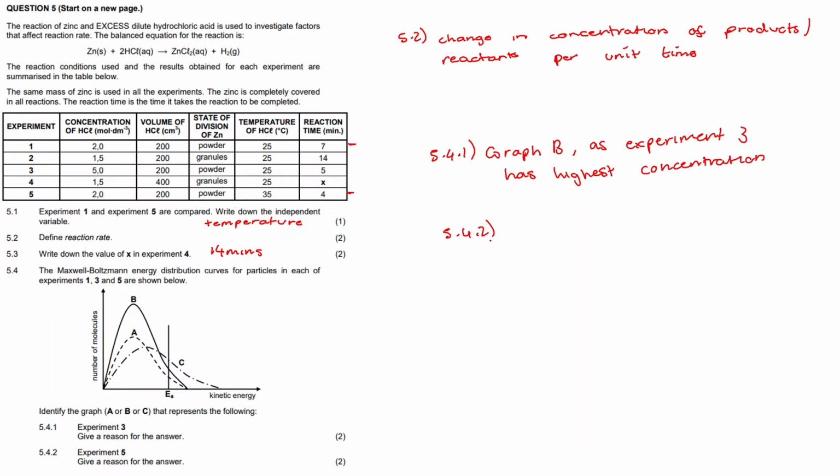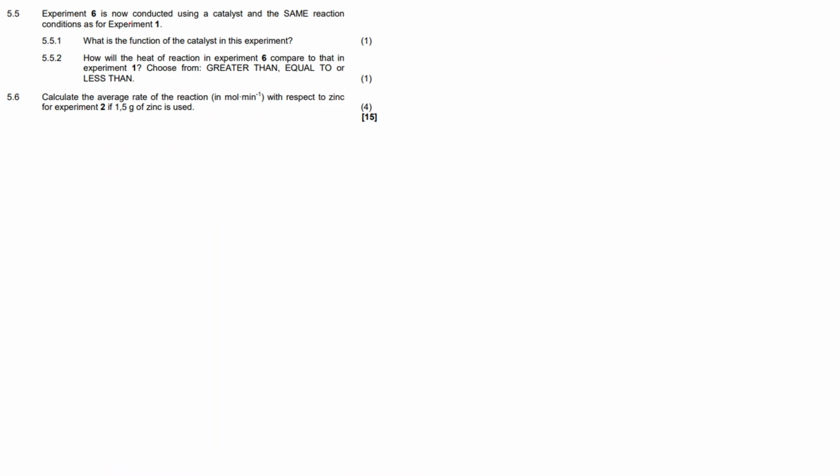Question 5.4.2. Experiment 5. Give a reason for your answer. As we can see, in experiment 5, it has the highest temperature, being 35 degrees Celsius, whereas experiments 1 and 3 are at 25 degrees Celsius. This means that experiment 5 would therefore be graph C, as due to the high temperature, more molecules will have a higher kinetic energy.